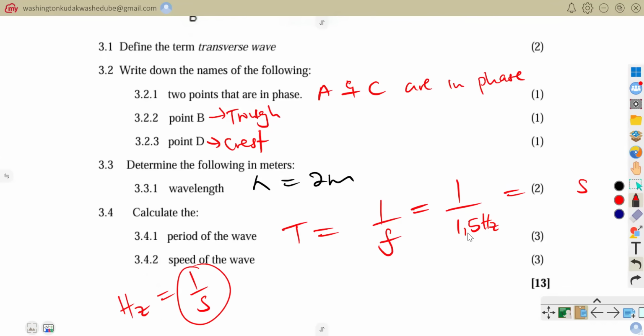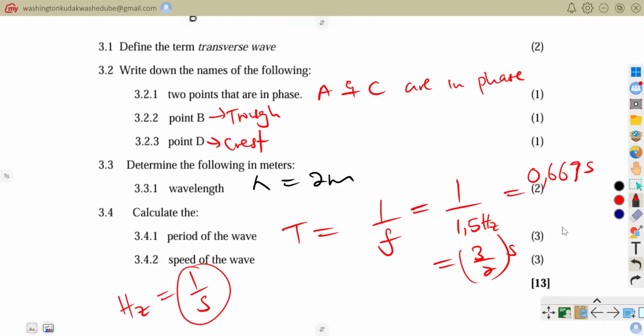So it's 1 over 1.5. What is 1 divided by 1.5? Let's use our calculators. We are going to get an answer of 3 over 2, or else 0.66. So this would be 0.667 seconds. My answer here is 0.667 seconds, or else my answer would be 3 over 2 seconds, like that.